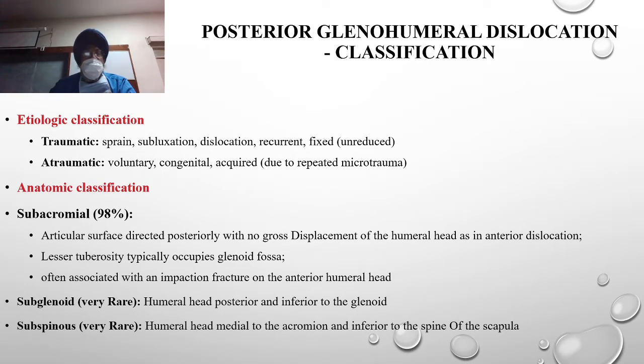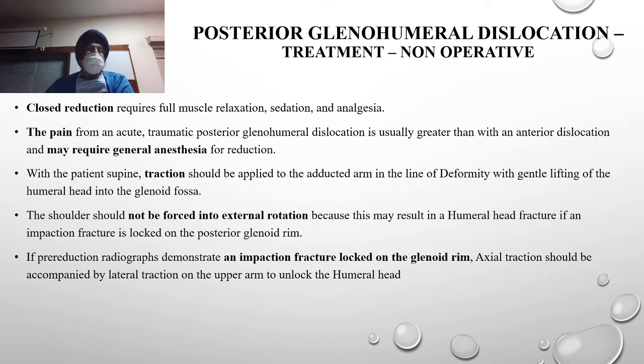Subglenoid, very rare: humeral head posterior and inferior to the glenoid. Subspinous, very rare: humeral head medial to the acromion and inferior to the spine of the scapula.